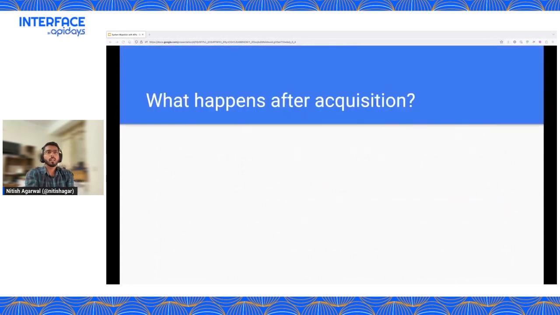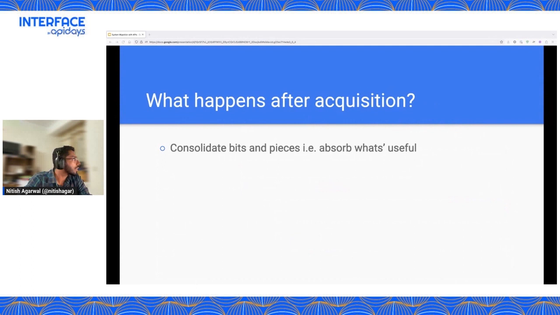So let's take a look at what happens after an acquisition. What is going on under the hood? What all can happen in that process? In an acquisition, you can either consolidate bits and pieces. So the whole business was not useful to you; you take what's useful and leave the rest.